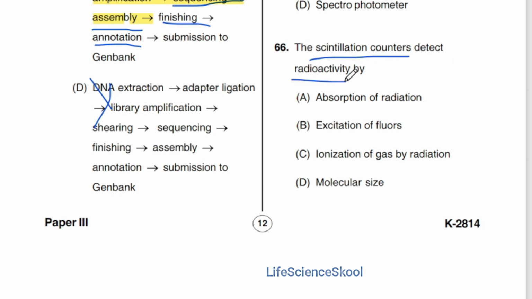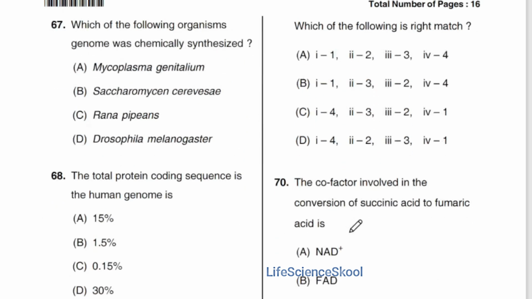They are going to measure the ionizing radiation, meaning radioactivity, and it contains the scintillator that generates the photons in response to incident radiation. It is going to work on the excitation of the photons, or you can say excitation of the flows. Option B is the correct answer for this. Moving on to the next question.